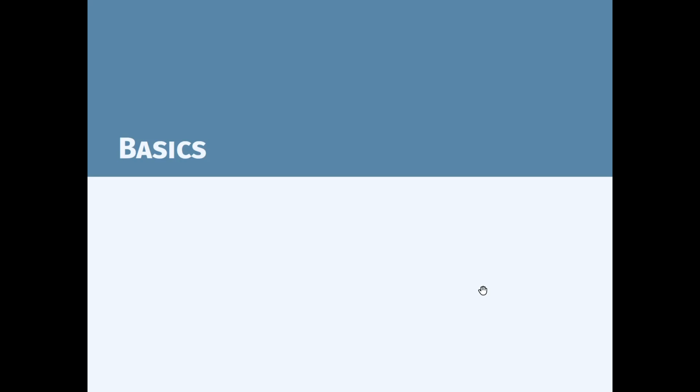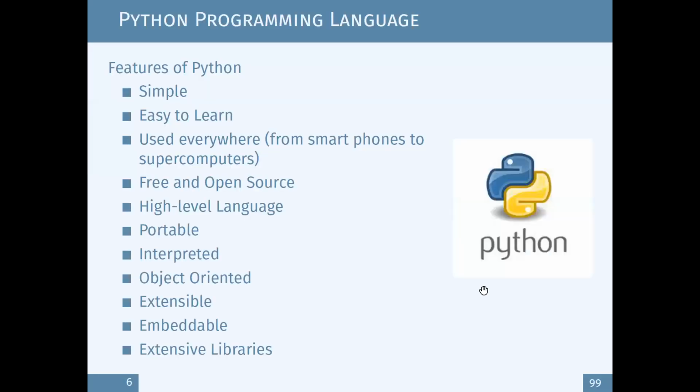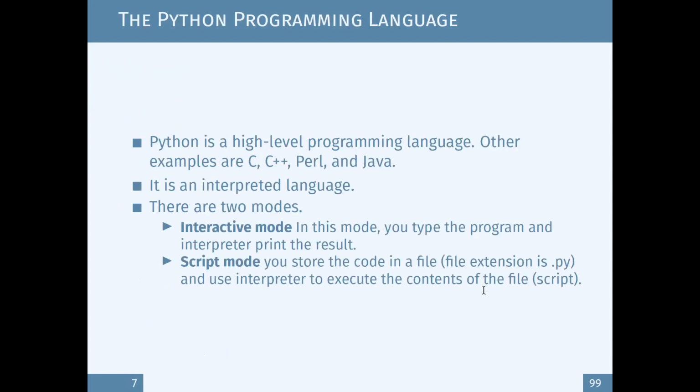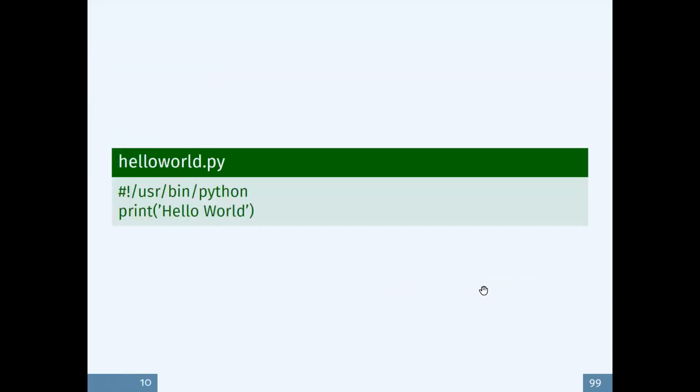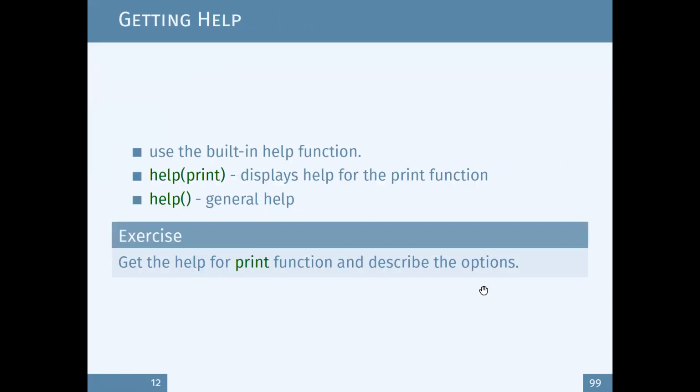We looked at Python basics, discussed the features of the Python programming language and why it is getting popular nowadays, and then the different modes available in Python programming. And then we also discussed how to get help. So the first function we discussed is print, and the second function is help. For example, if you want to know more details about how to use the print function, you can use the help function and provide print as an argument.